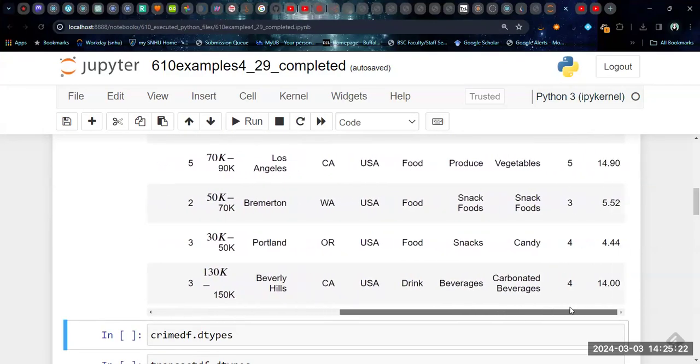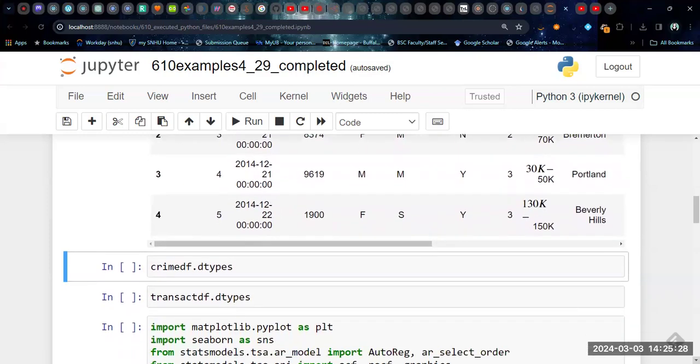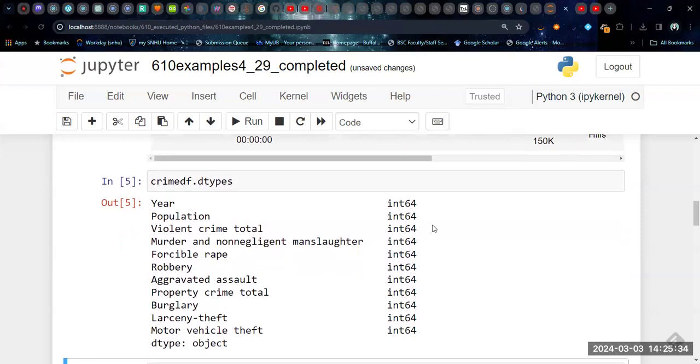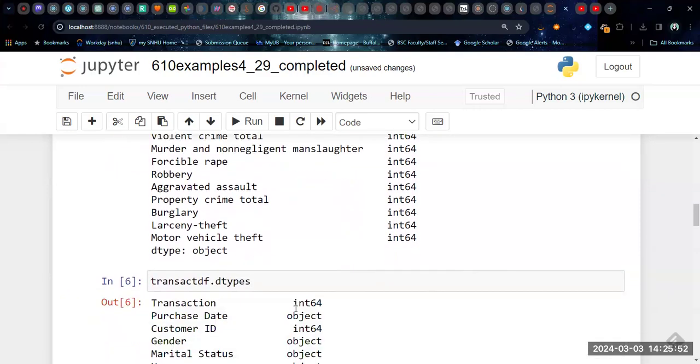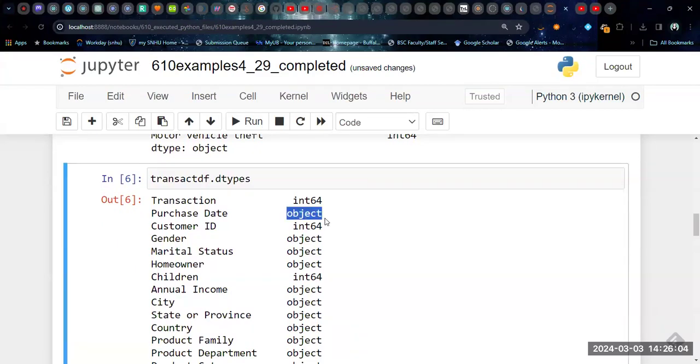Anyway, we have a number of variables here in our data set. Not as many numbers. Now, if we look at the types, the year has come in as an integer. So it's not recognizing it as time information necessarily, just another variable. All of the other information came in as integers, which is sensible. In the transactions, the transaction number came in as an integer. The purchase date actually came in as an object, which is a string.